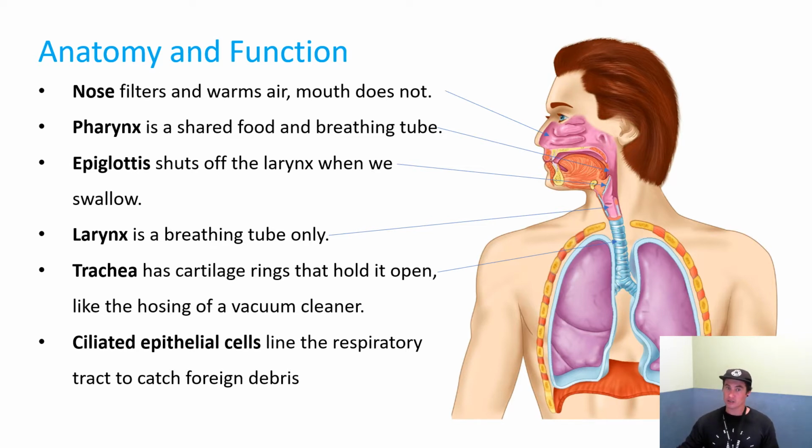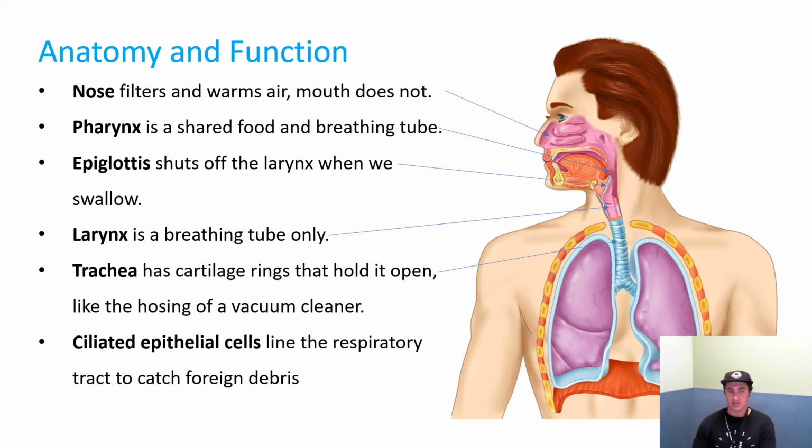Your mouth doesn't do this, so your nose is a better space for improving respiratory function. Your pharynx is the next structure down, which is a shared space for food and for your breathing tube, as we mentioned in the digestive system. Then you have your epiglottis, which shuts off your larynx when you swallow, so that food goes down the esophagus and not into your lungs.